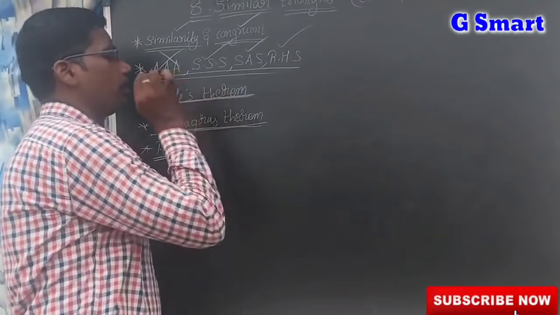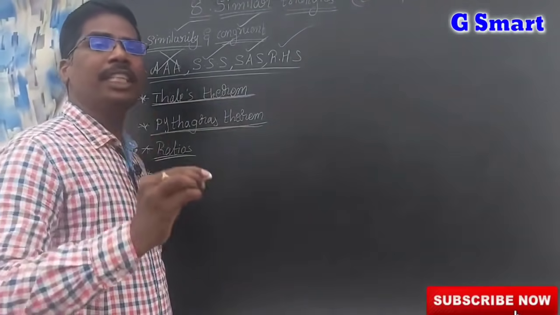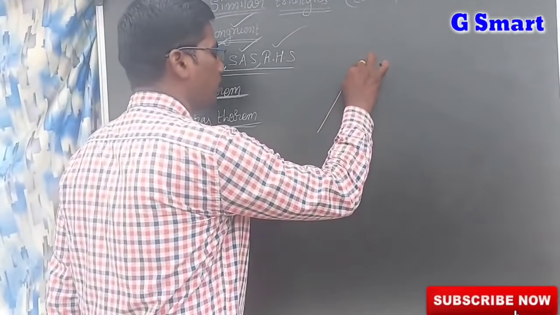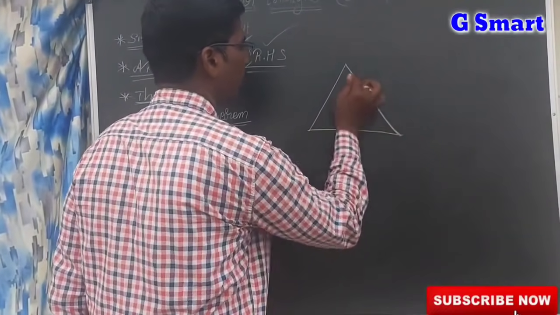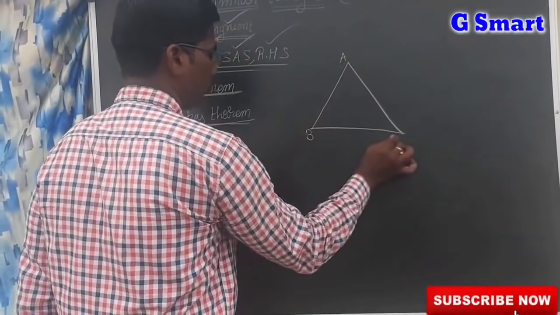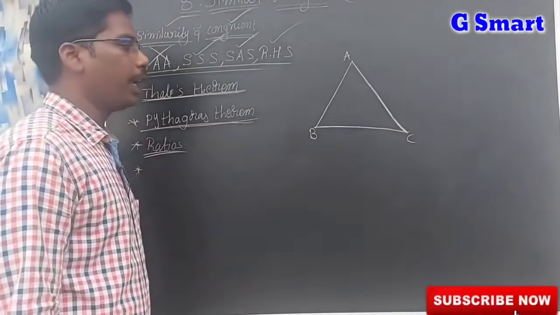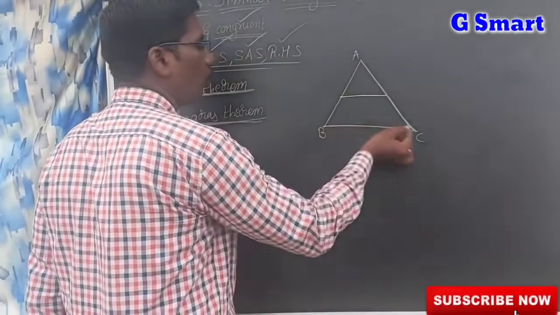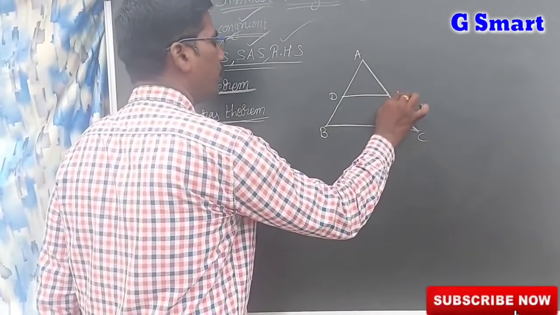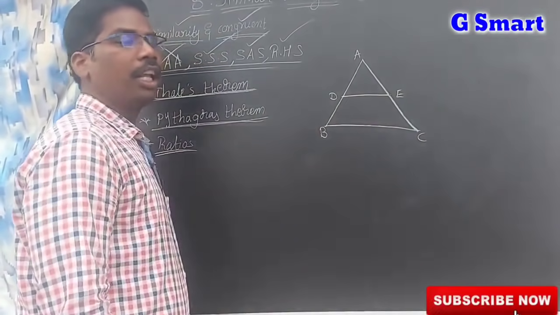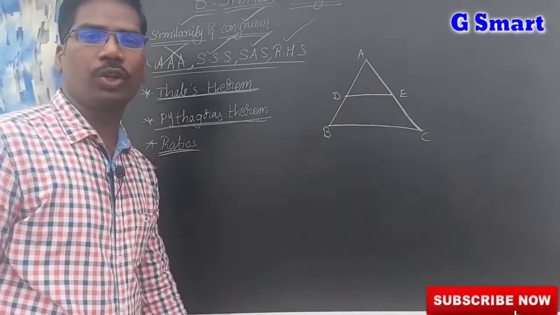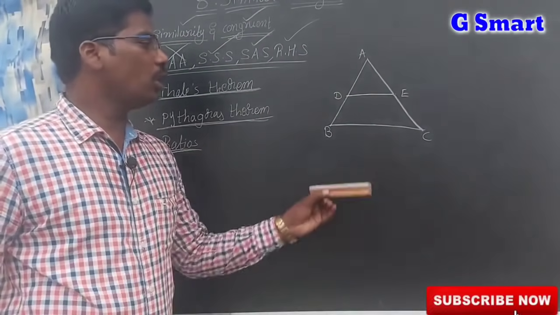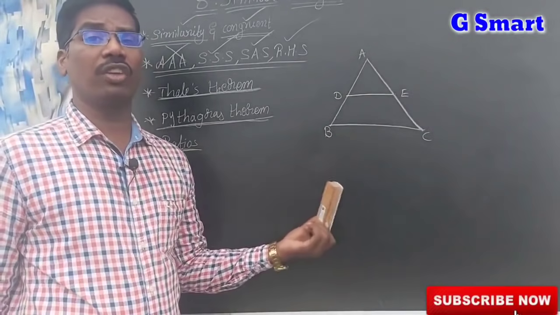Now Thales theorem, this Thales theorem is also known as basic proportionality theorem. So what is this Thales theorem or basic proportionality theorem? Listen here. In triangle ABC, a line which is parallel to one side of a triangle divides the remaining two sides in the same ratio. This is called basic proportionality theorem. You know very well the basic proportionality theorem, and the converse also.